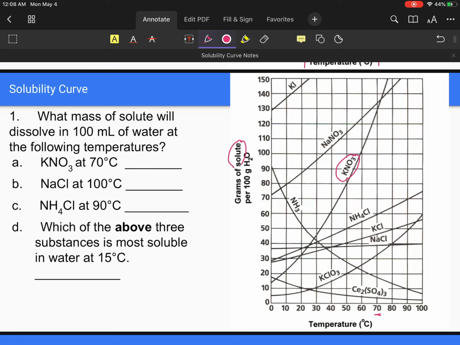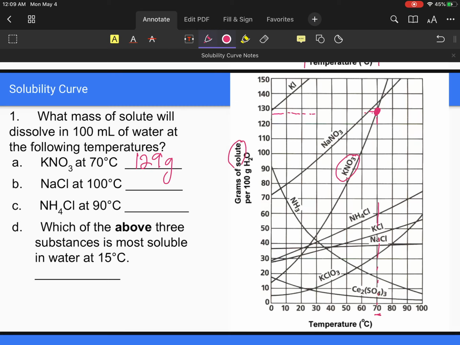Okay? I'm looking at 70 degrees. So what I'm going to do is follow my line up here until I intersect with this KNO3 line. Okay, so how much is that? Well, let's follow it over here, right? It's pretty close to 129, maybe 130. If you said 130, that's fine.